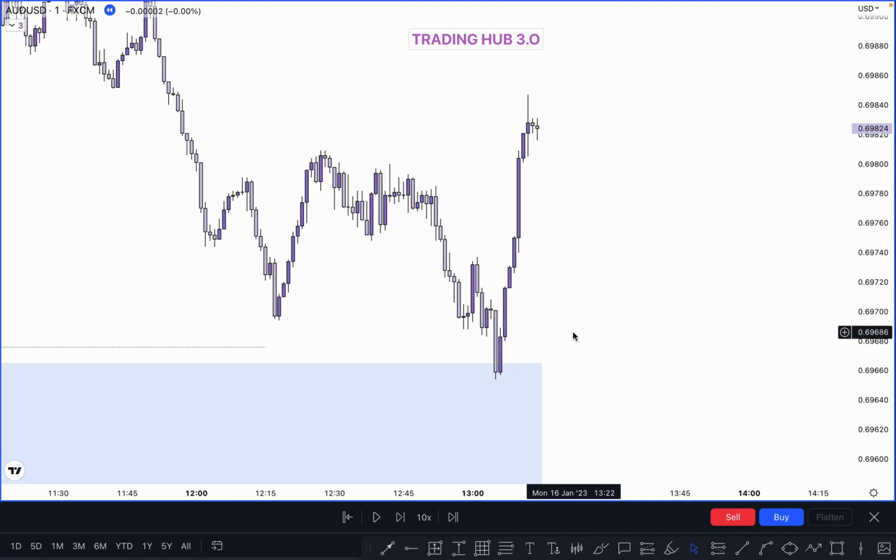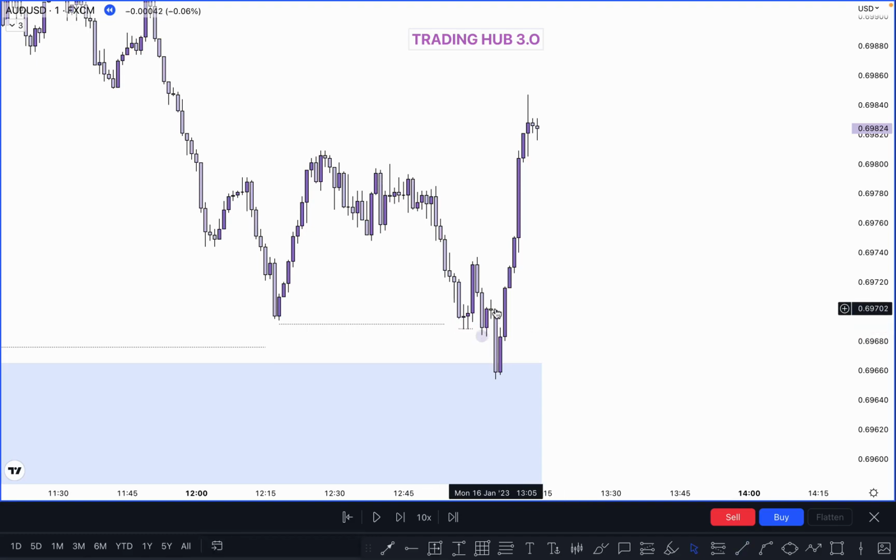So where is our CHoCH? In this case, look at this. You have to mark a valid structure, in this case on a lower time frame. So this low is our lowest point. Why? Because the market broke the previous low, which one is here, and this low broke this low, like this. Okay, so the lowest point is here.